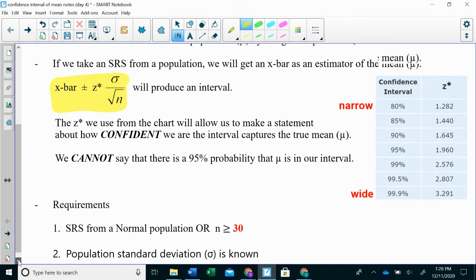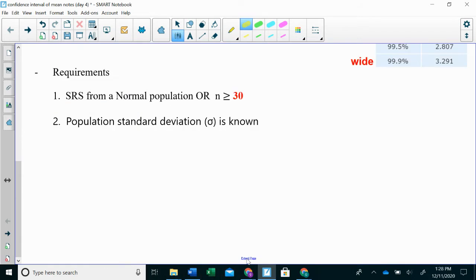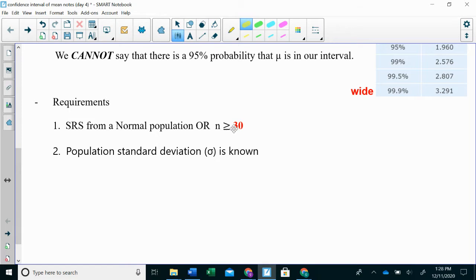Right. A couple of requirements that must happen for this process to even take place. Requirement number one, we must have an SRS from a normal population, and it will indicate that in the problem, or our sample size must be greater than or equal to 30. So 30 is that magic number. If it's not greater than or equal to 30, and it's not an SRS from a normal population, then we cannot go through this 95% confidence interval process. We also must know the population standard deviation. So those are the two requirements needed for this process to work.